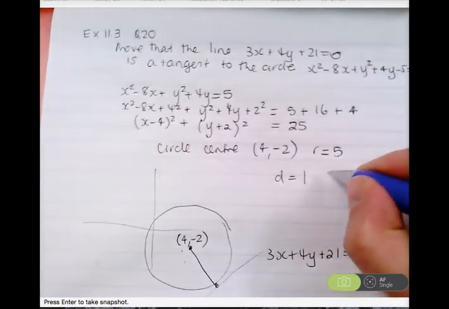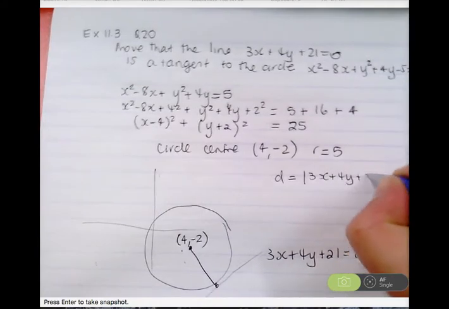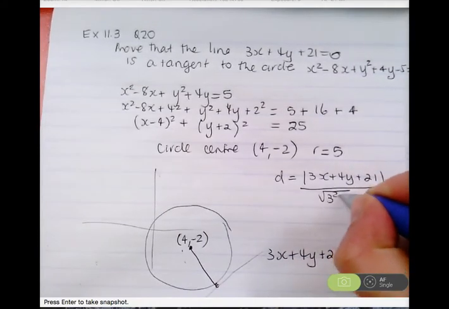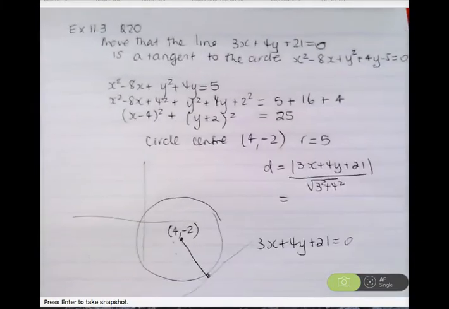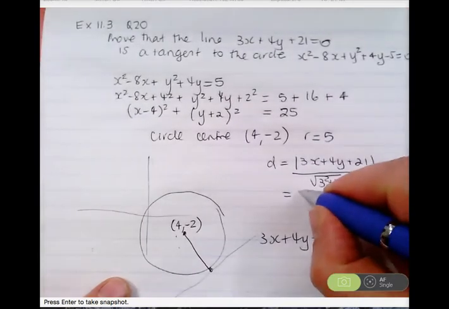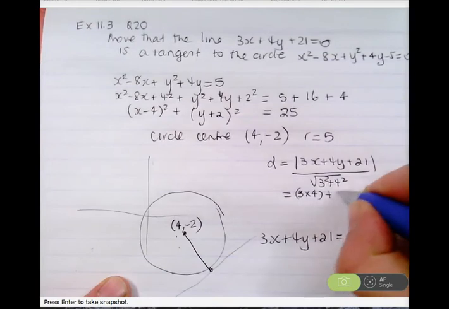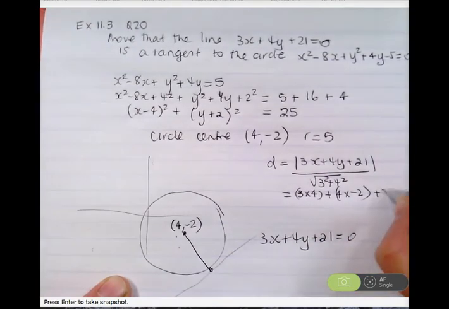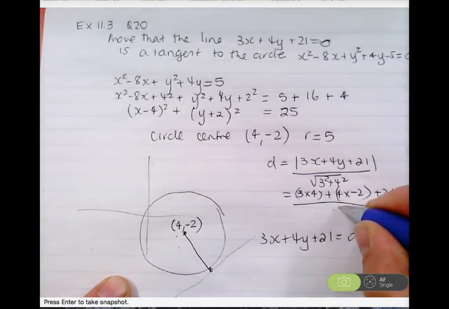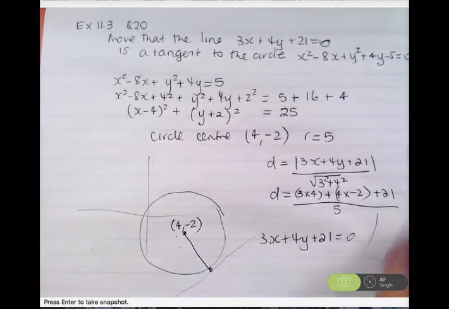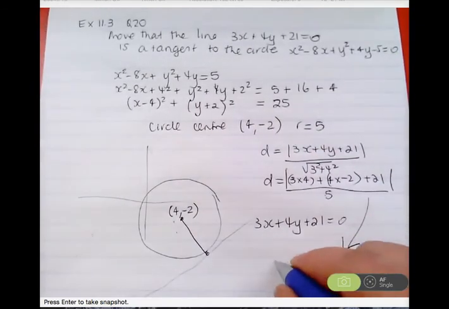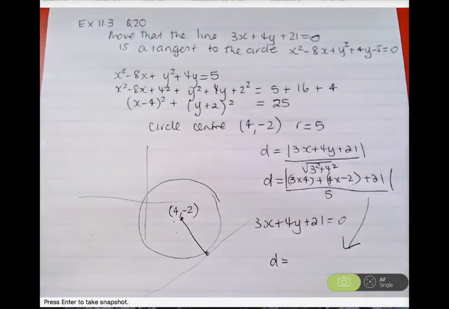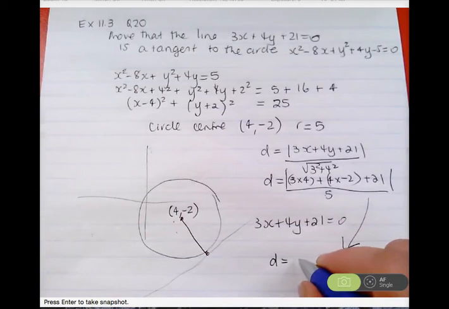D is the absolute value of 3x plus 4y plus 21 over the square root of 3 squared plus 4 squared. But what was I supposed to substitute in for the x and the y? The point, 4 and negative 2. So we go 3 times 4 plus 4 times negative 2 plus 21 over the square root of 25, which is 5. So I've got that. Now I'm going to move down here. And that's absolute value. So what do I get? D is 12 minus 8 is 4, plus 21. We get the absolute value of 25 over 5.